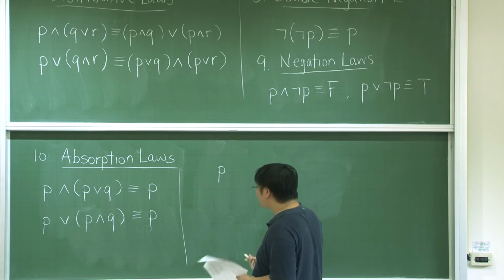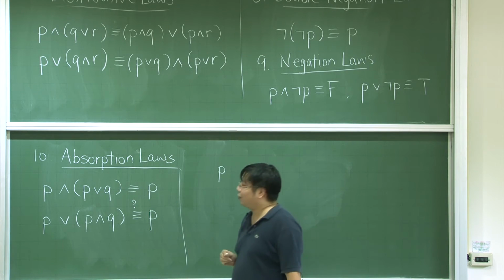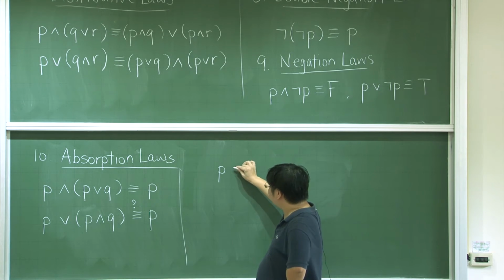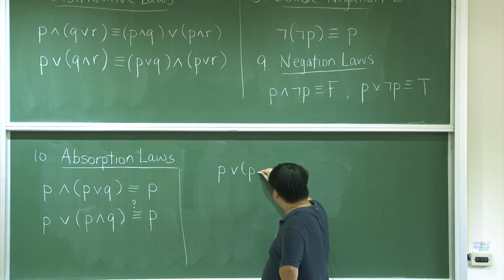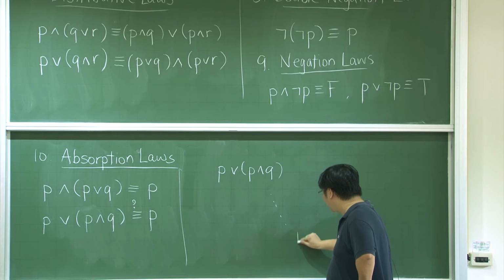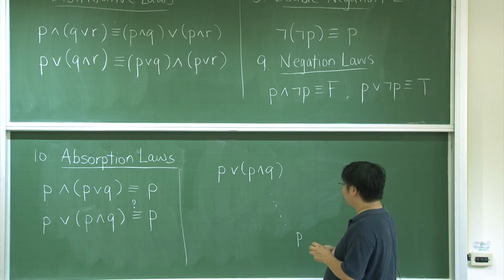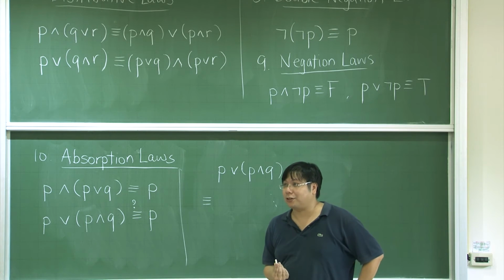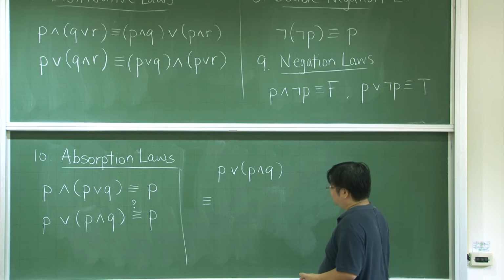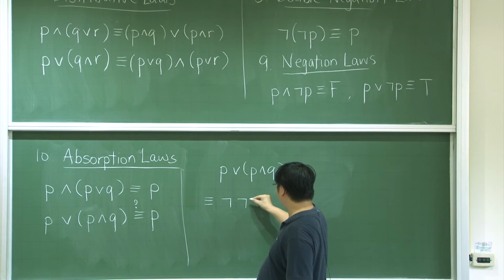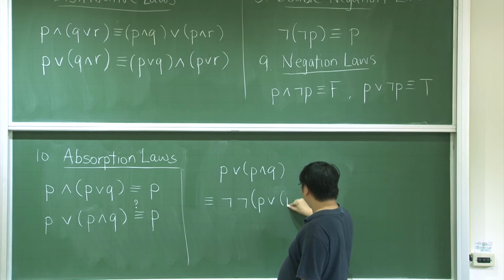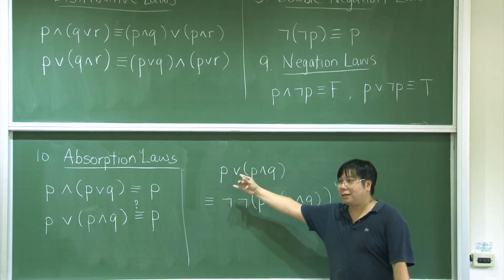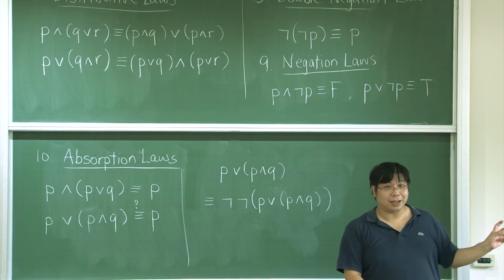We don't know whether this is true or false, but let us try to prove that this is correct in a very strange way. First of all, we want to know what P or (P and Q) is. We hope that after certain steps we get a P in the end, because we want to show that they are equivalent. So I'm trying to use double negation. This one is equal to not (not (P or (P and Q))). Because the original one must be the same as the not of the not of it.